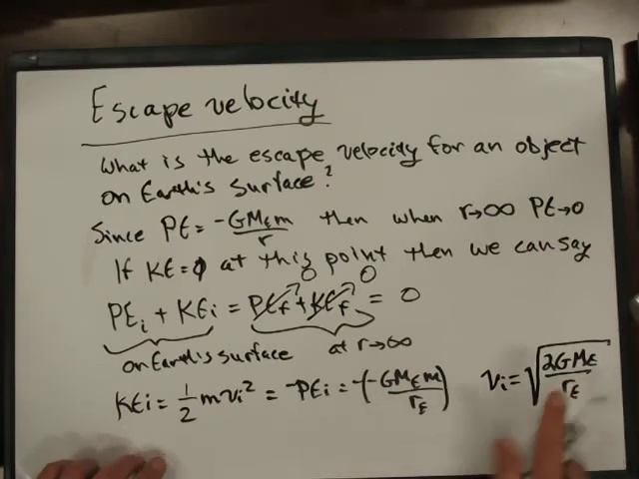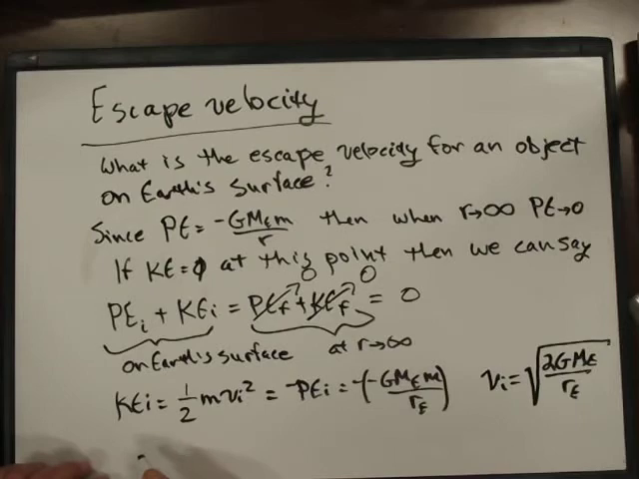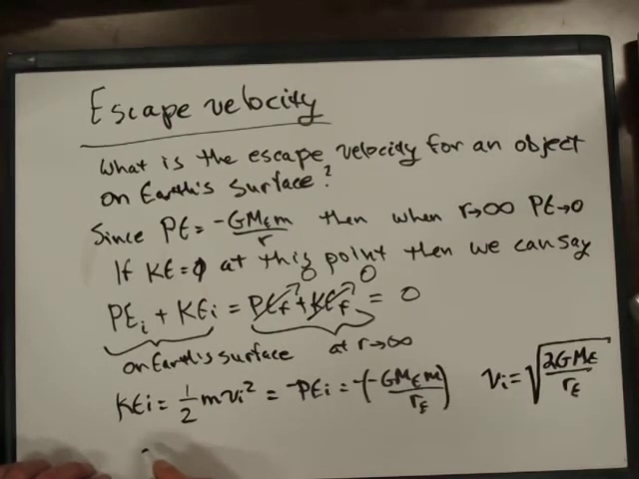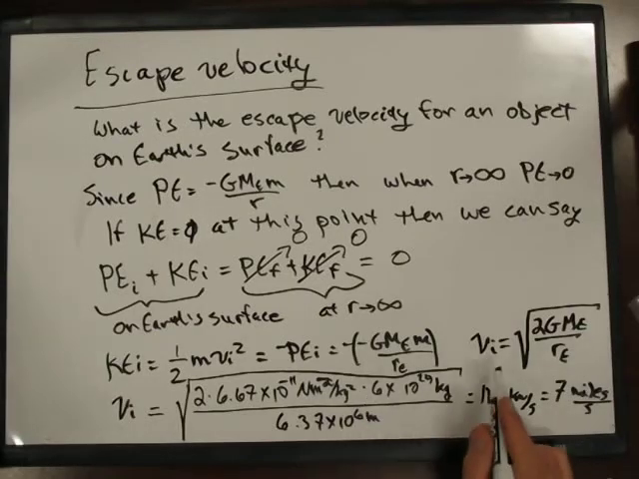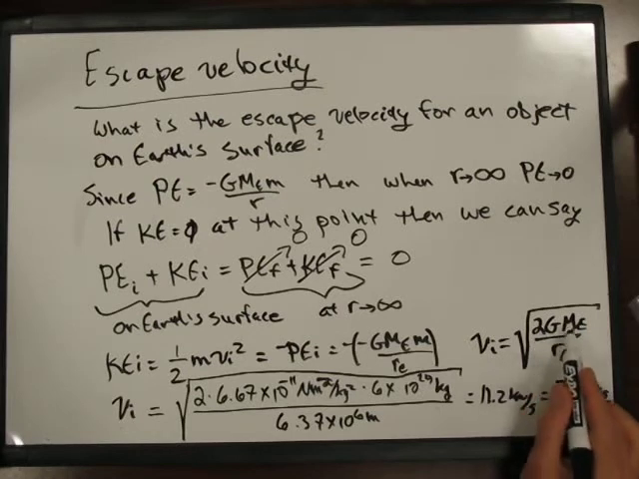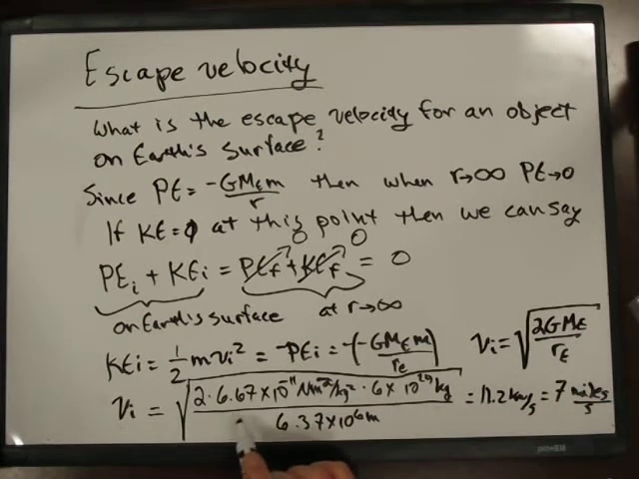I get the velocity is equal to the square root of 2G mass of the Earth over the radius of the Earth. And so if we evaluate that, the velocity is the square root of 2G times mass of the Earth over the radius of the Earth. If I plug in all these numbers here, I get about 11.2 kilometers per second, or 7 miles per second. That's how hard you have to throw an object to leave the surface of the Earth.